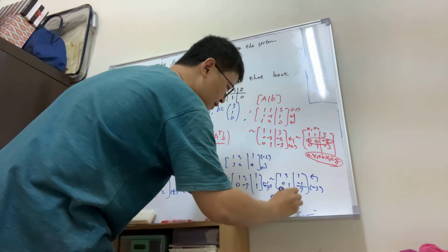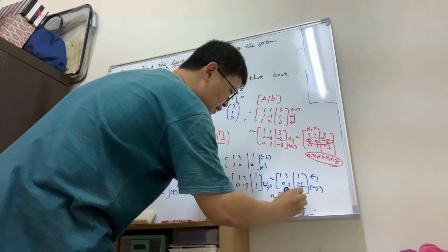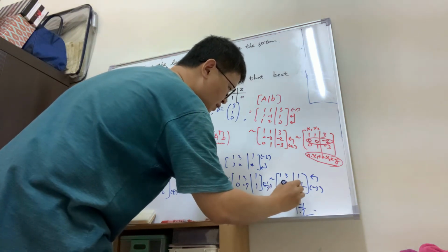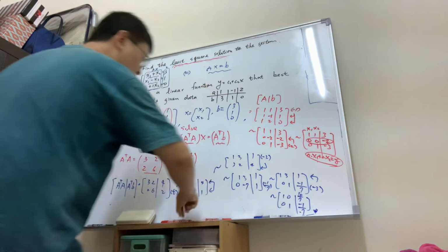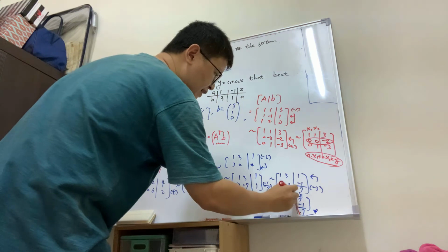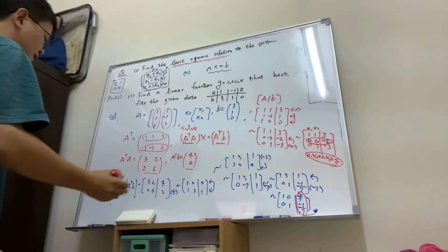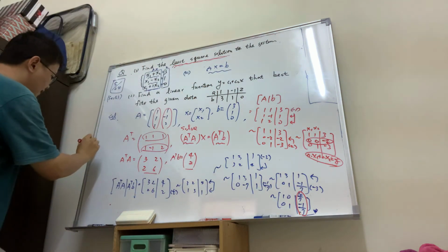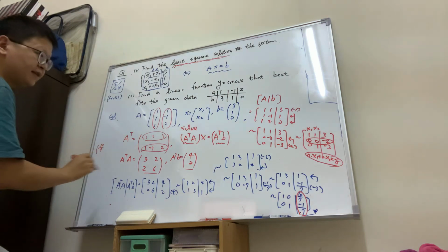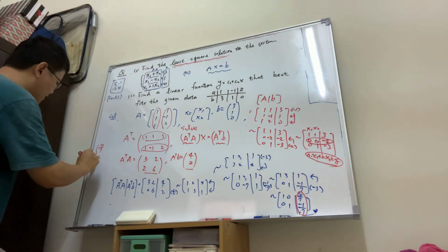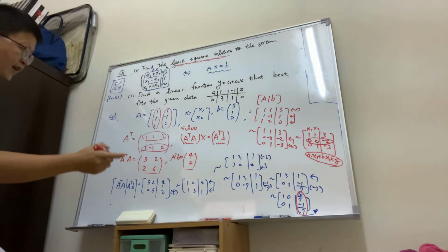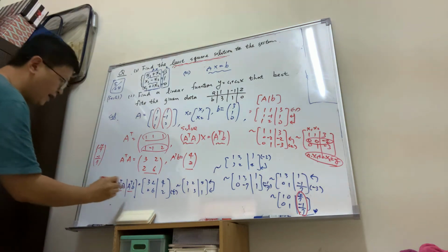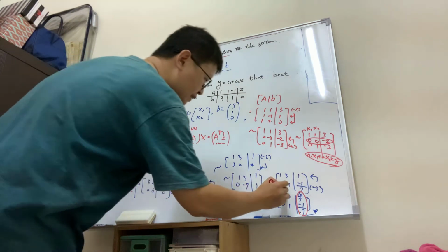So the final solution is 1, 0, 10 over 7, and 10 over 7, negative 1 over 7. This new vector here is our A transpose A, A transpose B, and here is identity 2.